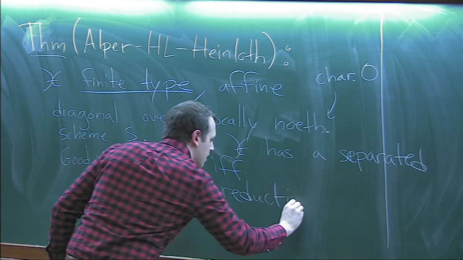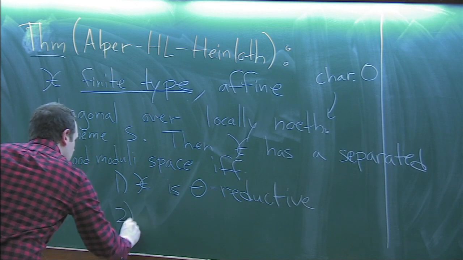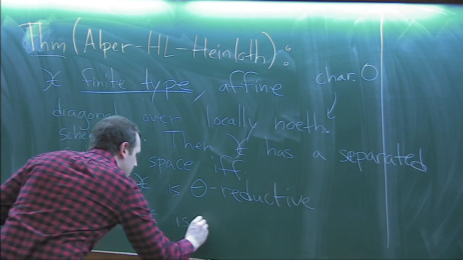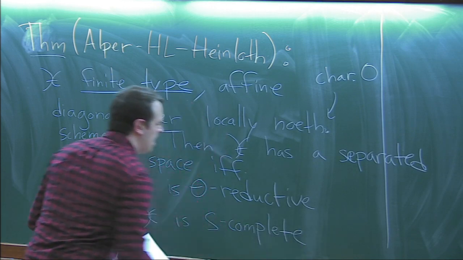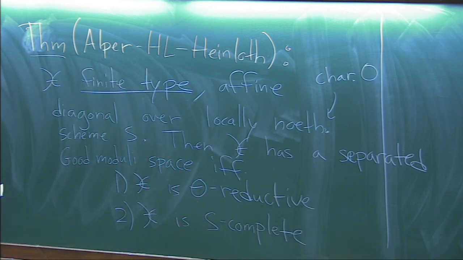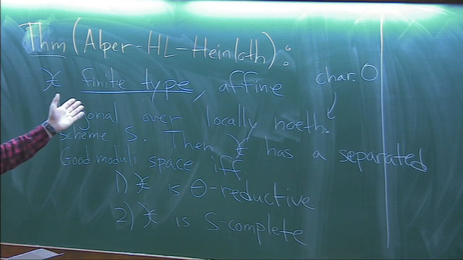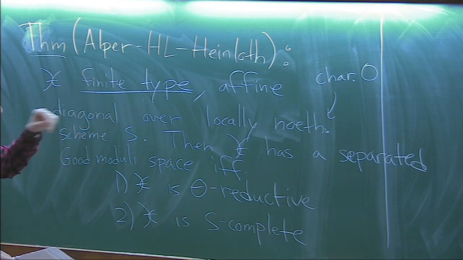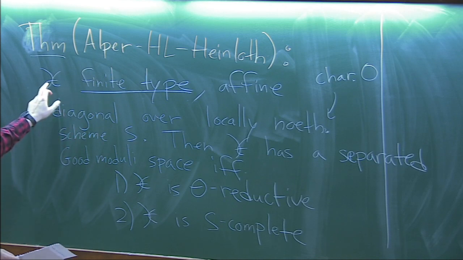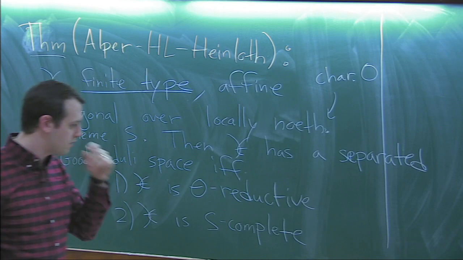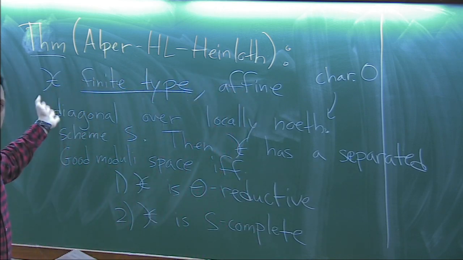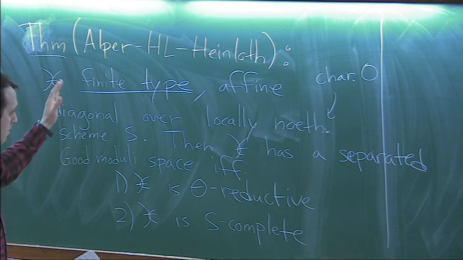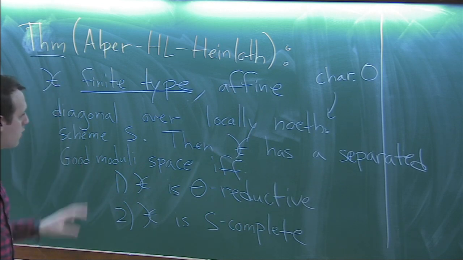And two is what's called S-completeness, that X is S-complete. Furthermore, the moduli space that you get is proper over S if and only if X satisfies the valuative criterion for properness, or the existence part of the valuative criterion. X won't satisfy the uniqueness part unless it's separated, but it should satisfy the existence part, and that implies that the space is proper. Okay, so this is the theorem.